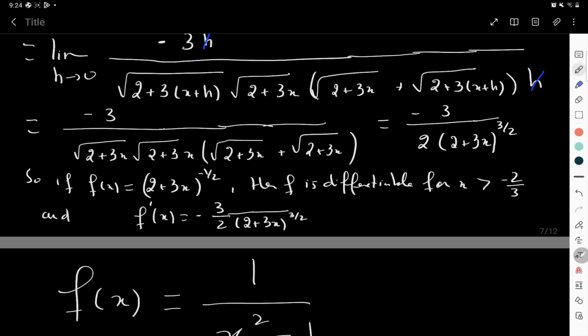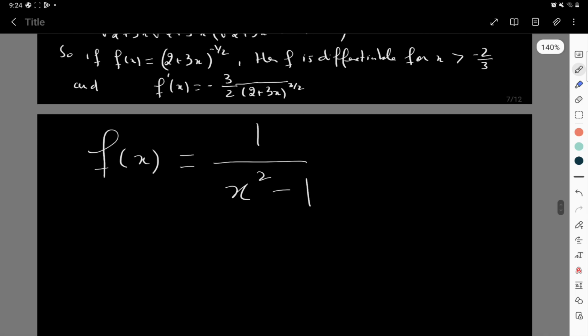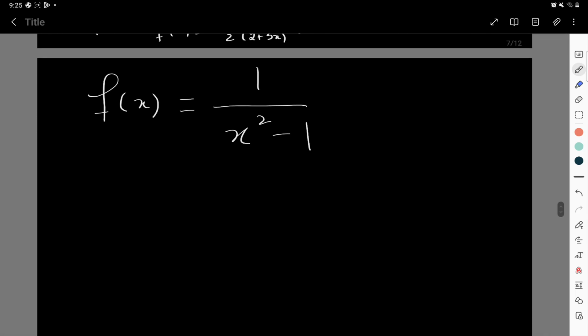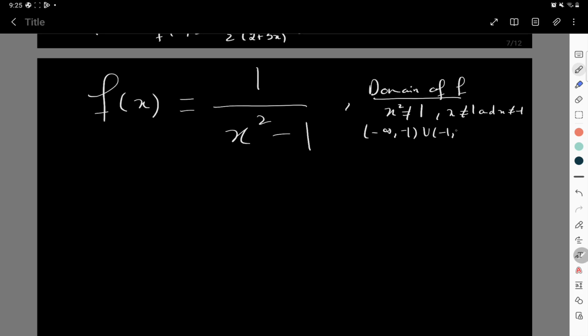Okay, great. Now we move on to an easier question, to find the derivative of this function. Now f is defined, the domain of f. The domain is always a set, but anyways, I did not write it this way. But the domain of f is defined for x squared different than 1, right? So x is different than 1, and x is different than minus 1. So the domain of f is minus infinity to minus 1, union minus 1 to 1, union 1 to plus infinity.